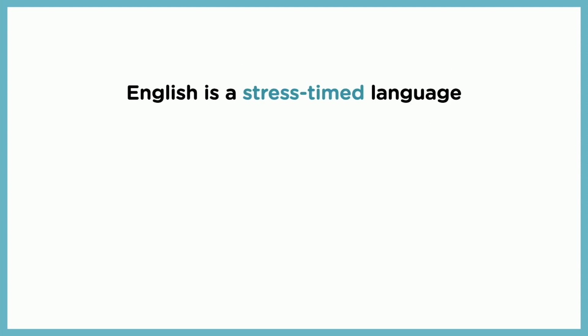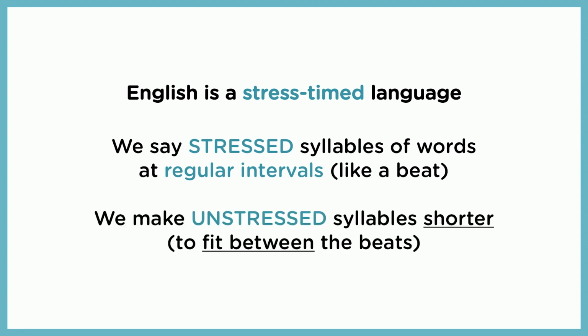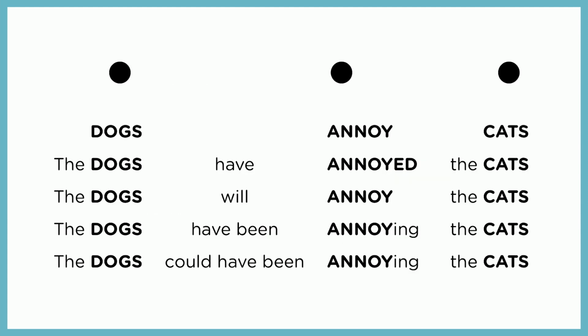Got it. So, you're right, English is a stress-timed language. This means we say stressed syllables of words at regular intervals, like a beat. Right. We're going to practice this in a second. Cool. And we put all of the unstressed syllables, we make them shorter, we put them in between the beats. Right. This is one of my favorite activities to do. All right. Let's jump into it. I'll do the first one, you do the second one. Okay, great. Okay, so I'm going to start with this one.